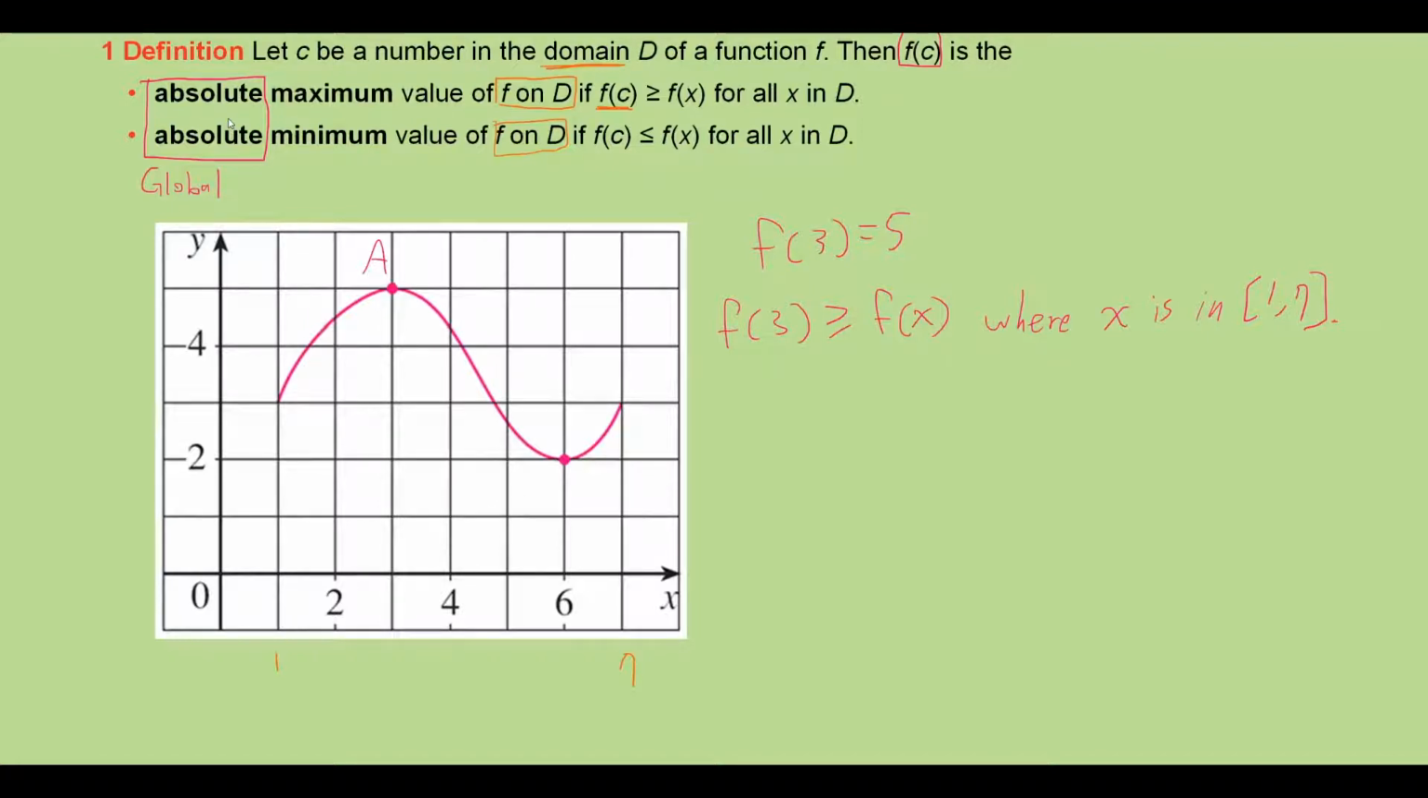And similarly, if we look at the point B, which holds the coordinate 6, 2, or f of 6 is equal to 2, now we can say that f of 6 is less than or equal to any other f of x where x is in the domain 1 and 7. Right? In other words, that is the lowest point of the graph in the domain. And for point A, that is the highest point of the graph in the domain. Now, of course, in here again, our domain is between 1 and 7.